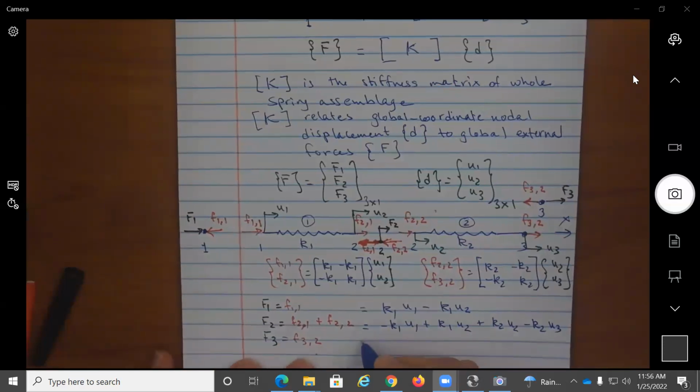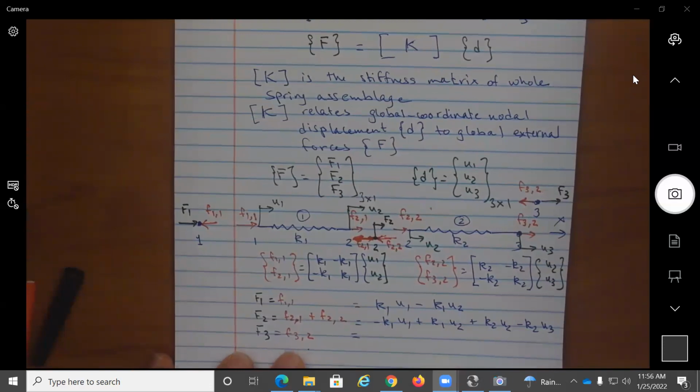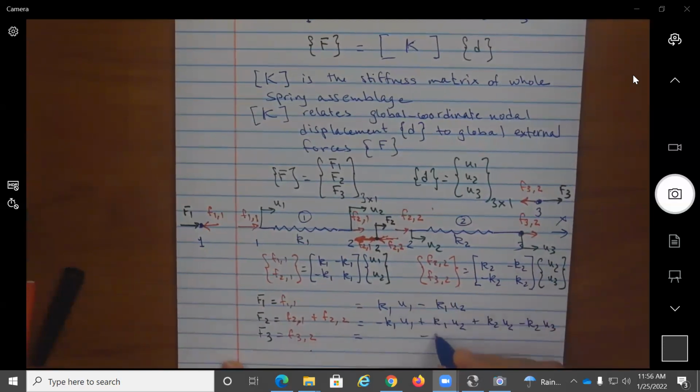For F3, I do not have anything multiplied by U1. I have F3 too. I don't have anything multiplied by U1. So I'm going to start here, and it goes like minus K2 U2 plus K2 U3.